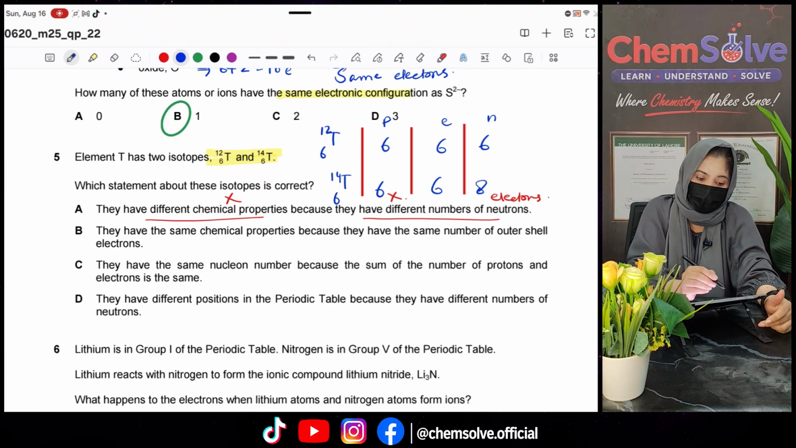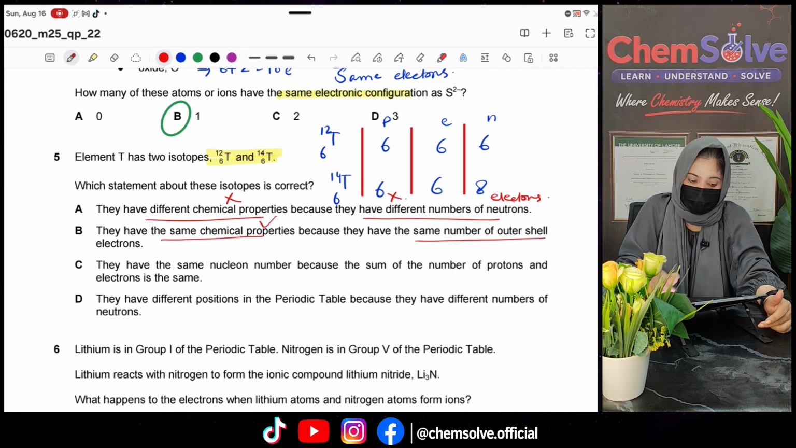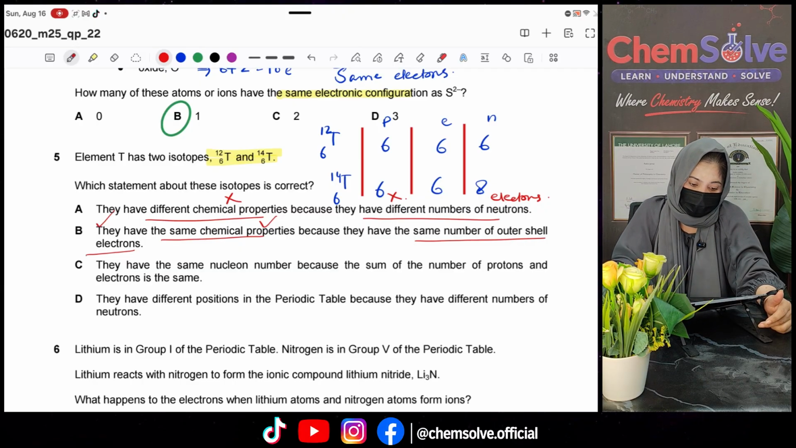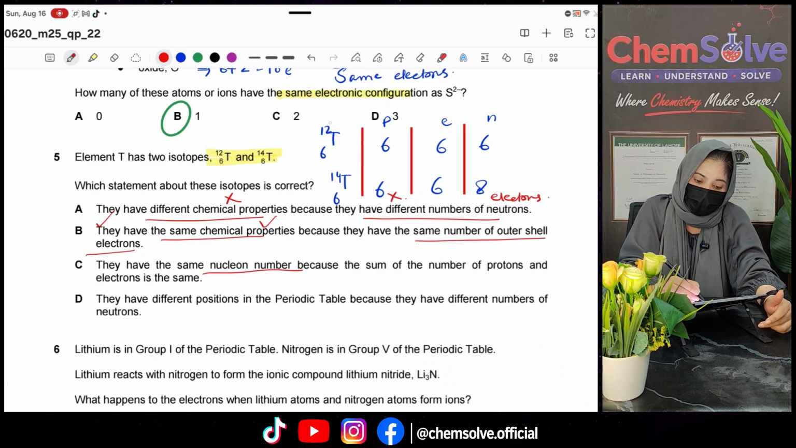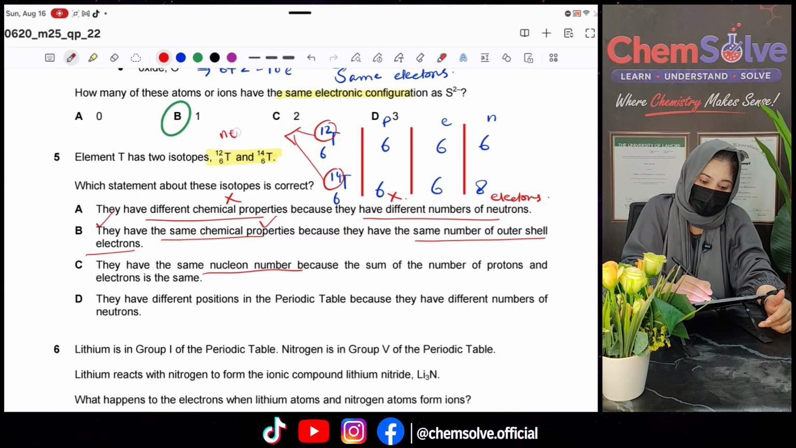They have the same chemical properties. This is correct because they have the same number of outer shell electrons. It seems to be the correct option, I think. But look at the other one as well. They have the same nucleon number. No, the nucleon numbers are different. Nucleon number for this is 12 and for this it is 14.